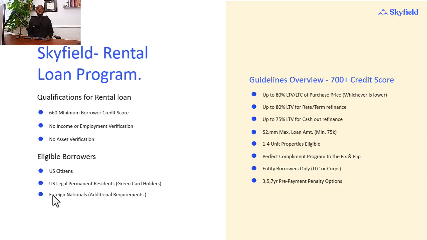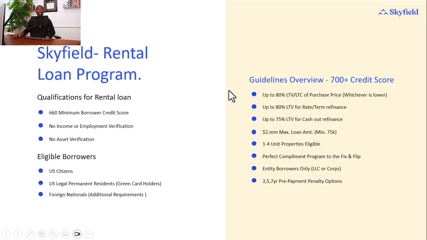Now let's talk a little bit about the guidelines for this actual loan. Assuming you have a 700 plus credit score, right? So the guidelines for this loan is going to change depending on your credit score. So if you have a 700 plus, you qualify for the best terms for this loan. If you have a 660, you don't qualify for the best terms for this loan, right? So just keep that in mind.